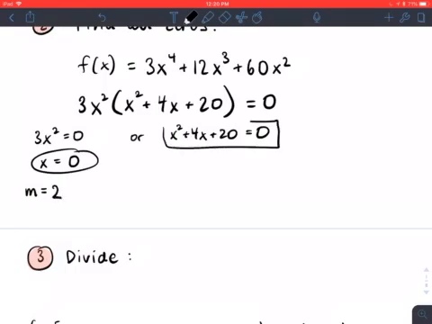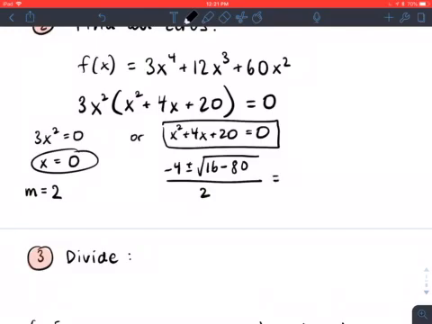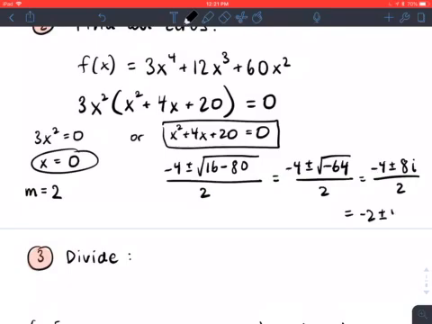Here, we have a quadratic equation that is set equal to 0. So we will use the quadratic formula to solve this. This will give us negative 4 plus or minus the square root of 4 squared, which is 16, minus 4 times 1 times 20, which is 80, all over 2 times 1, which is 2. This equals negative 4 plus or minus the square root of negative 64 all over 2, which equals negative 4 plus or minus 8i all over 2. Finally, our answer is negative 2 plus or minus 4i.